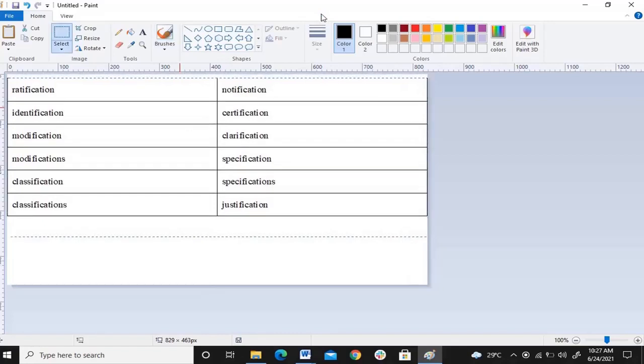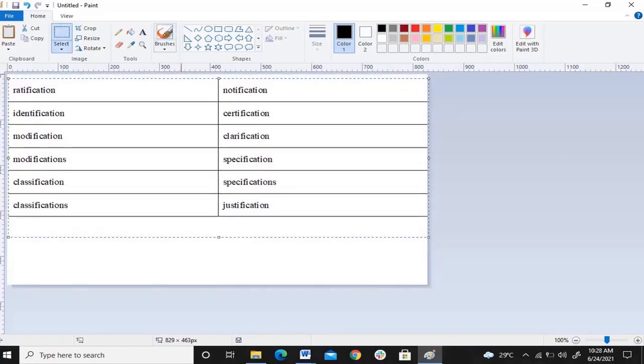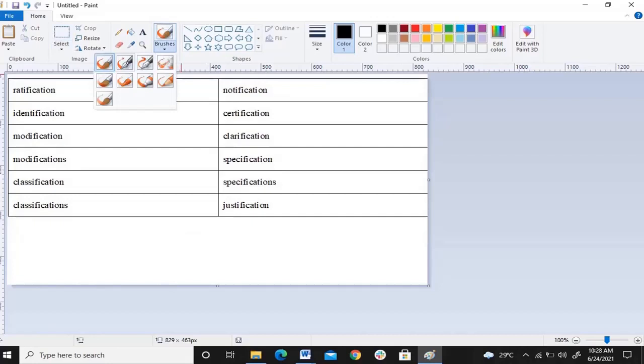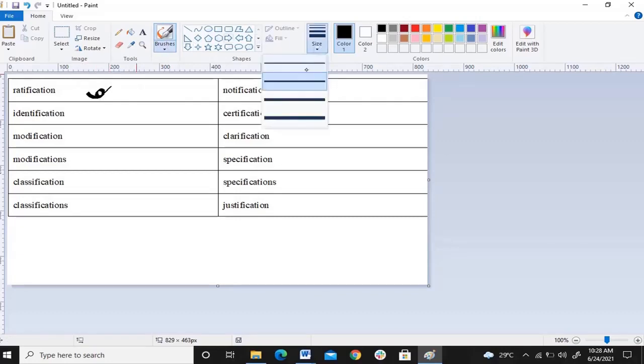So, first, we have ratification. Paano natin i-stroke ngayon itong ratification? So, we have rat, R-A-T, and then we have the fication, which is a disjoint F. So, lalagay natin ng baba konti. Next, we have identification. So, we have I, and then T, and then we have the fication.